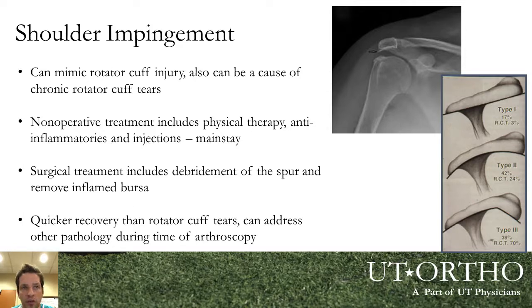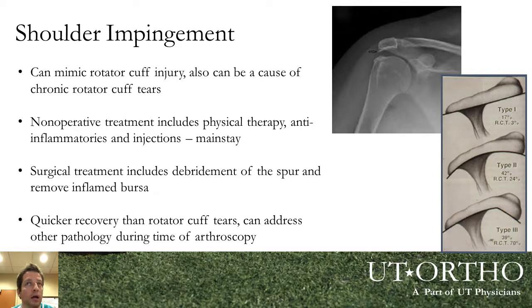And surgical treatment of this typically includes debridement of the spur and removing inflamed bursa. So we also do a diagnostic scope at the same time to evaluate the rotator cuff and make sure it's there. This is typically, if there's no rotator cuff injury with it, a quicker recovery than just the pathology with the arthroscopy, if this is the isolated problem.